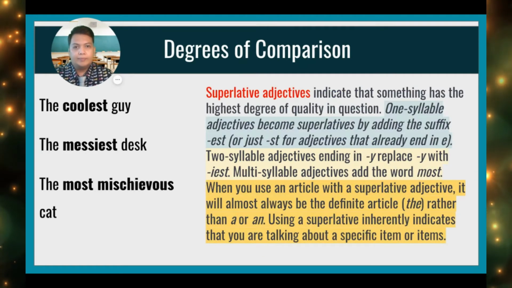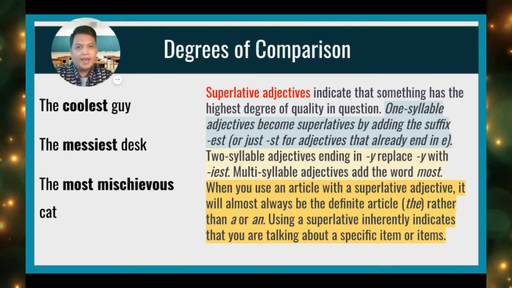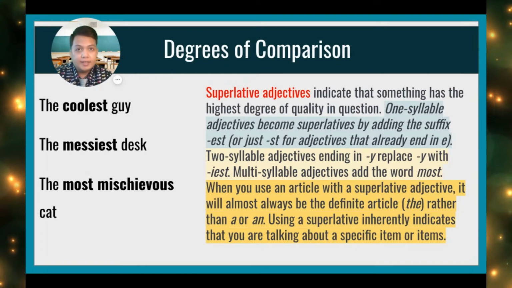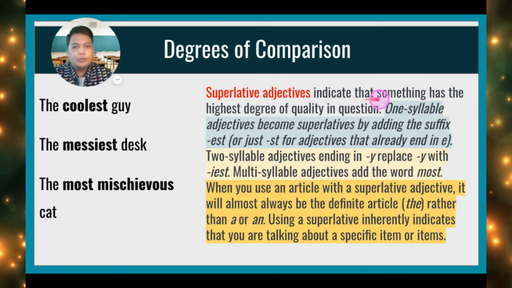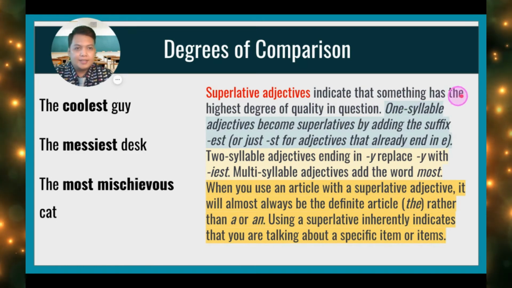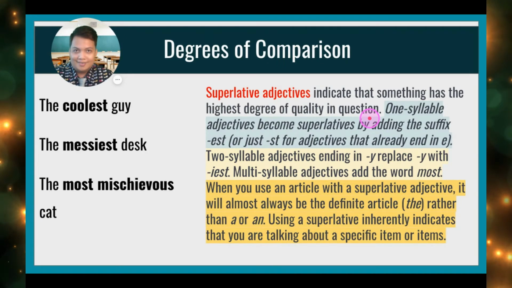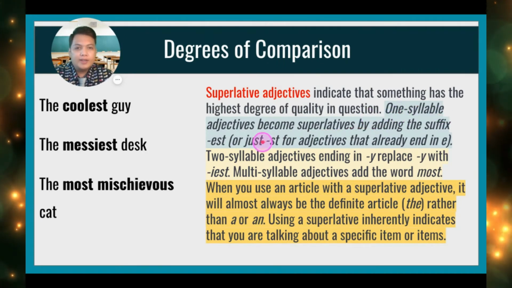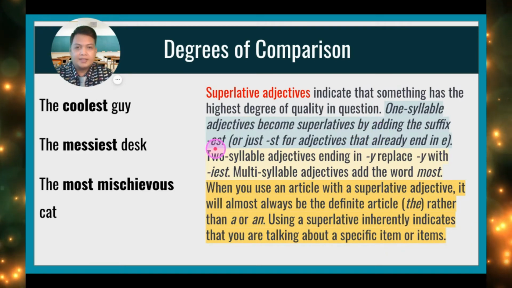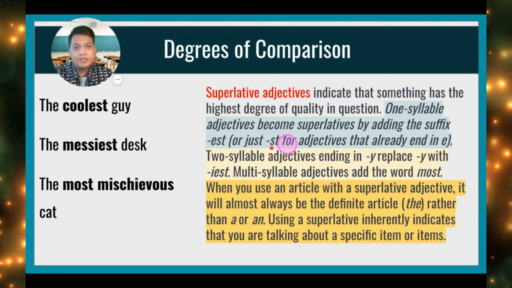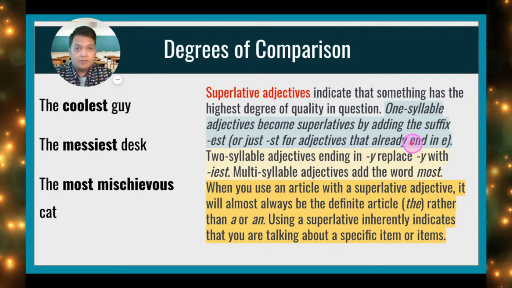All right, now, superlative adjectives this time indicate that something has the highest degree of quality in question. Again, read with me. Superlative adjectives indicate that something has the highest degree of quality in question. Okay, now, one syllable adjectives become superlatives by adding the suffix est, or just st for adjectives that already end in e.